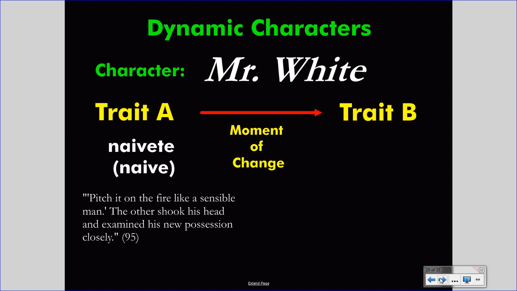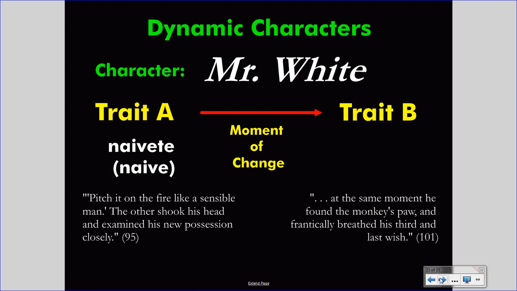We could call Mr. White naive. Naive is an adjective. Naivete is a noun. These words refer to an ignorance, a childishness, an immaturity in a character. Somebody that does not know the ways of the world and is clueless about the harms that could come from actions. This is Mr. White.